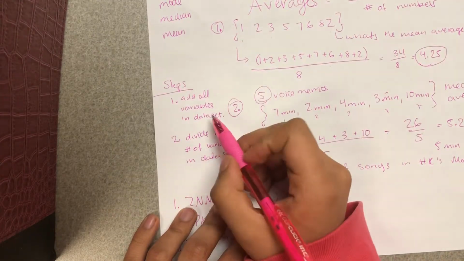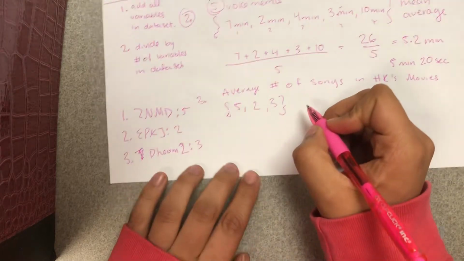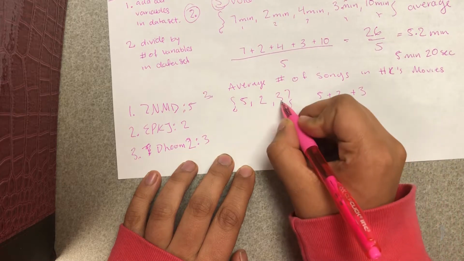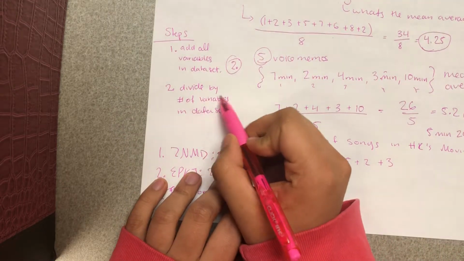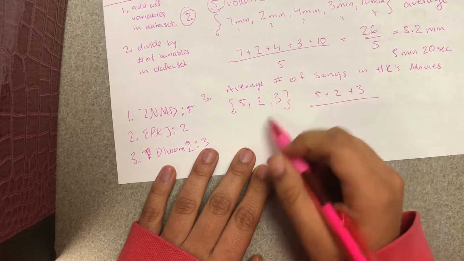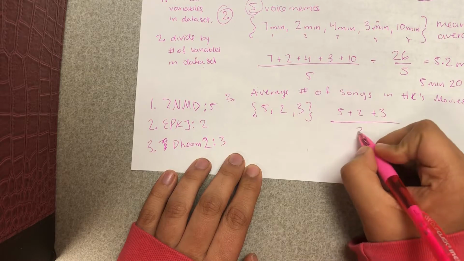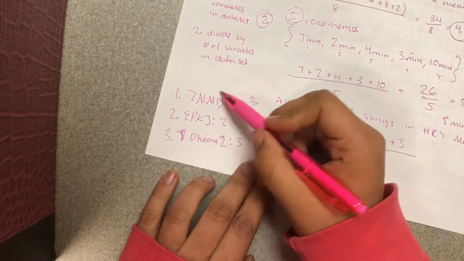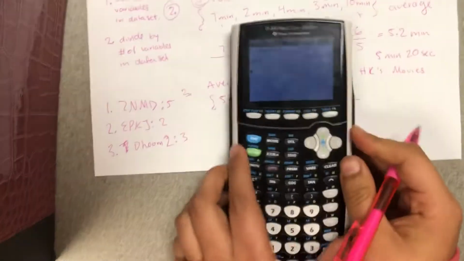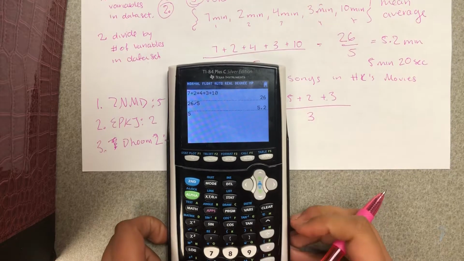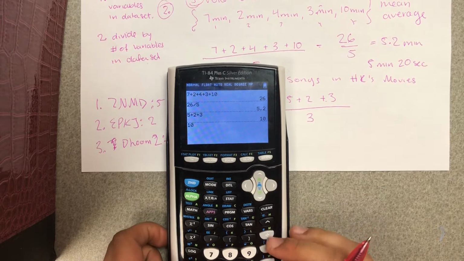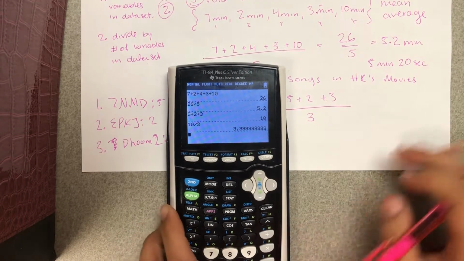So what's our first step? We have to add all variables in the data set. So we would do 5 plus 2 plus 3. And then what's the second step? Divide by the number of variables in the data set. So we divide by how many variables? 1, 2, 3. We're finding the average from these 3 movies. So let's bring our calculator. 5 plus 2 plus 3 gives you 10. 10 divided by 3 is 3.3.